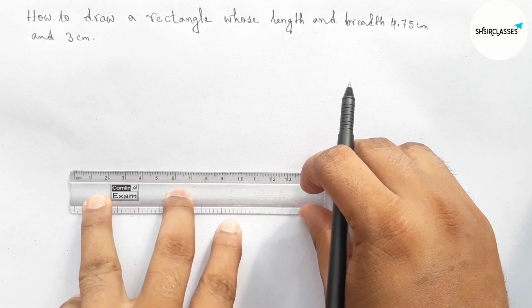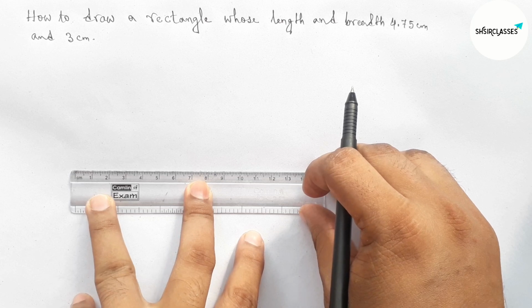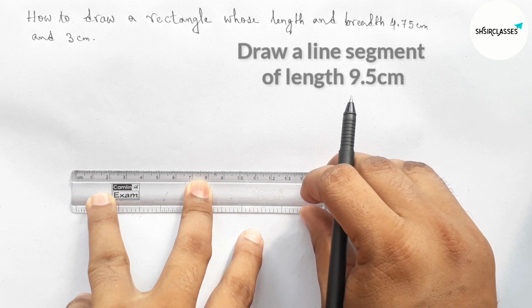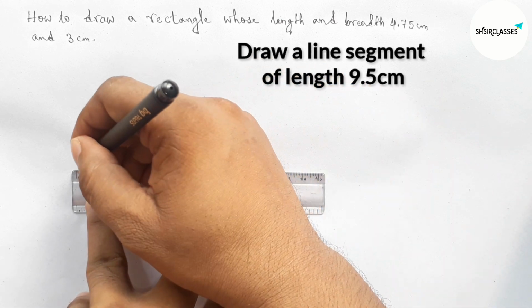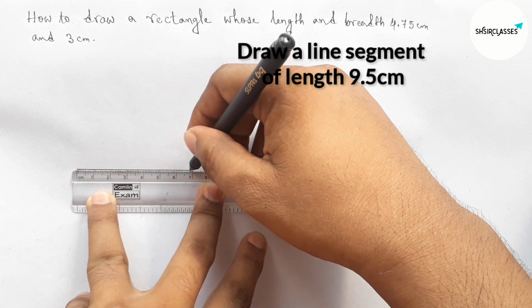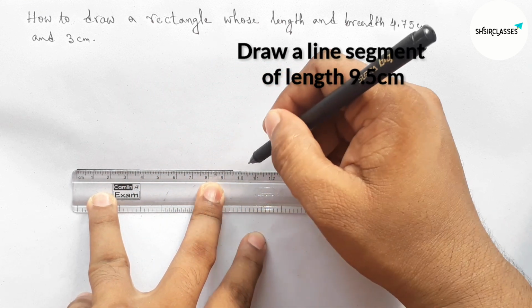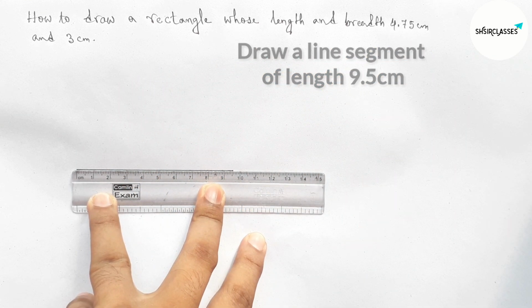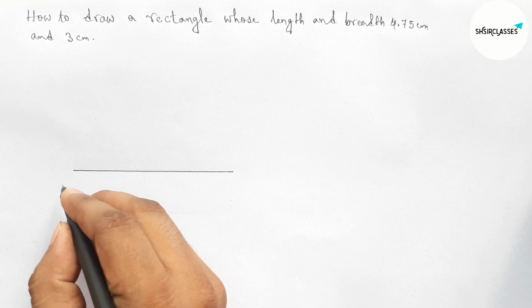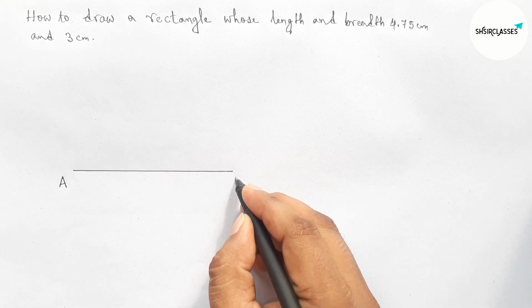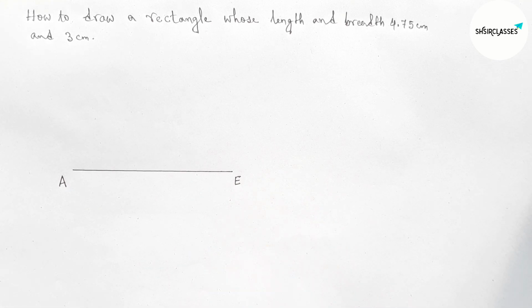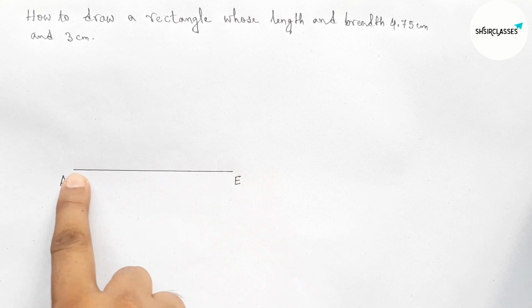First of all, let us draw a line segment of length 9.5 centimeters. So first draw a line segment of length 9.5 centimeters and label the points A and E. So AE equals 9.5 centimeters.